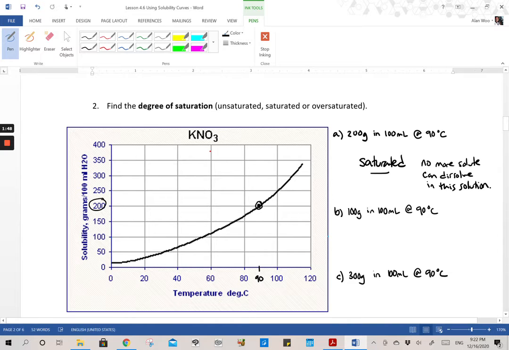So if we look at the next one, again involves 9 degrees Celsius, but this time we only have 100 grams. So 100 grams is right here. So if we're looking at 100 grams and where 90 degrees Celsius meet, the point is below the solubility curve. If you have a point below the curve, that solution is unsaturated. Meaning I can still dissolve more.